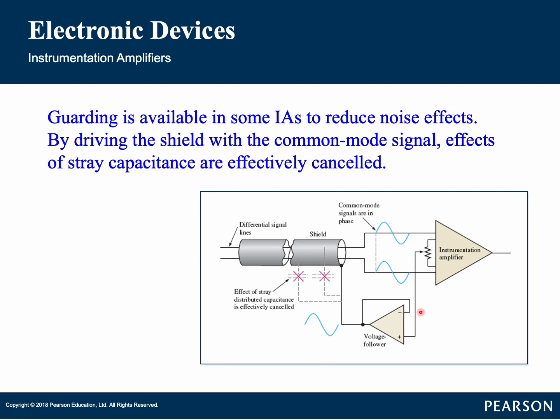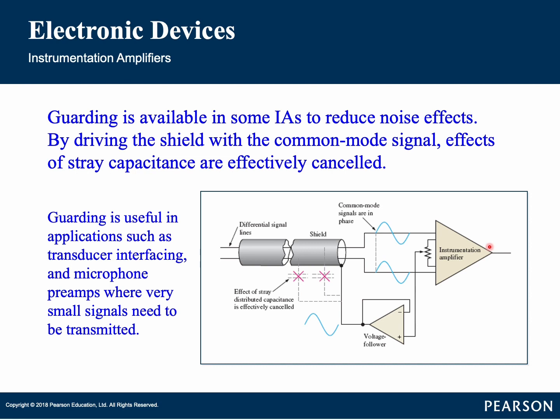As you know, in an electrically noisy environment, any common mode signals that are included on the signal lines are rejected because both inputs to the amplifier have the same common mode signal. However, when a shielded cable is used, there are stray capacitances distributed along its length between each signal line and the shield. An instrumentation amplifier with shield guard, as shown in the figure, is used by driving the shield with the common mode signal, so that the effects of stray capacitance are effectively cancelled.